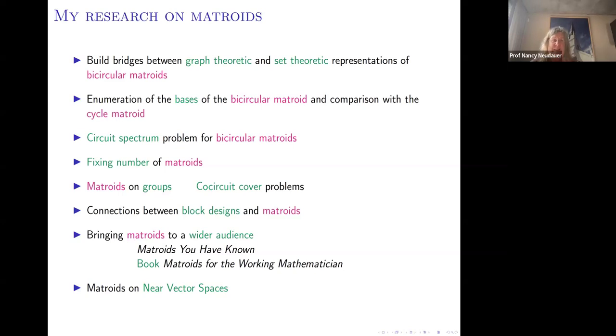These are just a few things I've worked on in matroids. I started out by building bridges between the graph theoretic and set theoretic representations of bicircular matroids and transversal matroids. I did some problems on enumeration, comparing two different matroids on a graph, one called the bicircular matroid and the other the cycle matroid. Worked on some circuit spectrum problems, fixing number of matroids, which some of you may have heard me talk about here before, matroids on groups, co-circuit cover problems, connections between block designs and matroids. And then, as I mentioned, bringing matroids to a wider audience. So I wrote a paper called Matroids You Have Known, and now a book that's coming out, when it's finished soon, I hope, Matroids for the Working Mathematician. And I've also worked on matroids on near vector spaces.